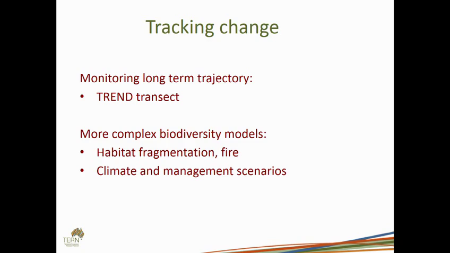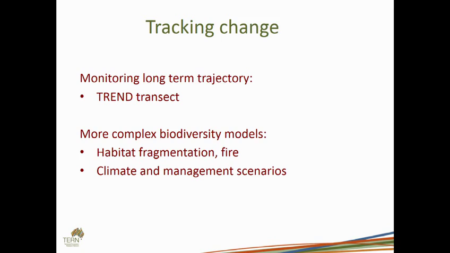There's also a lot of other changes, time since fire. There's differences between sites. There's history and chance. But in the long term, we hope to be able to detect how fast it's actually turning over due to climate. But we also need to look a bit more in more sophisticated ways at how climate change is actually going to work over time.